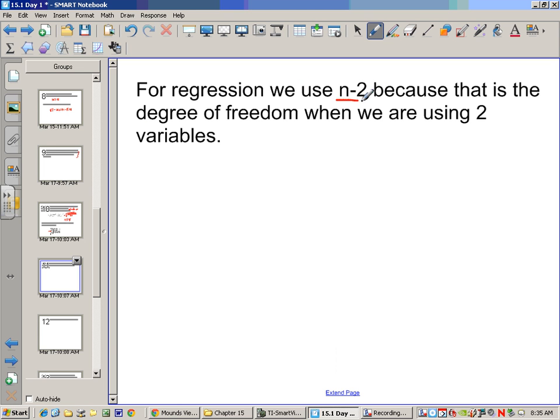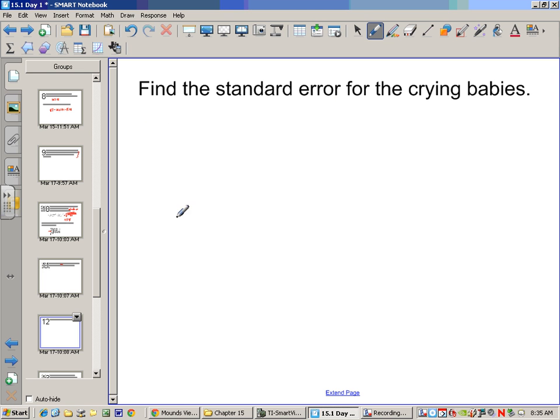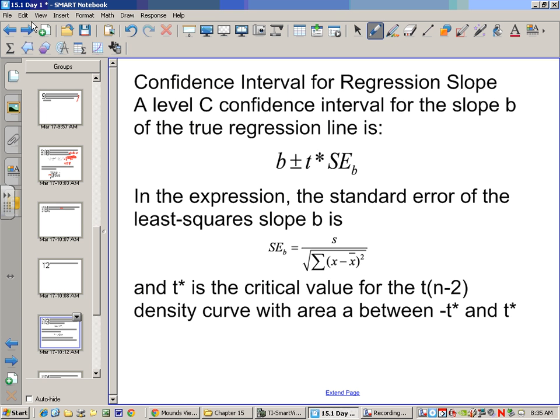Now for our regression, we use n minus 2 because that's the degree of freedom for linear regressions, or when we're using two variables. So we already found the standard error. All right, so now we can get to the confidence interval for regression slope. Like I said, if we took many samples, we'd get many different values for slope. So we can try to estimate what the true slope is with this equation.